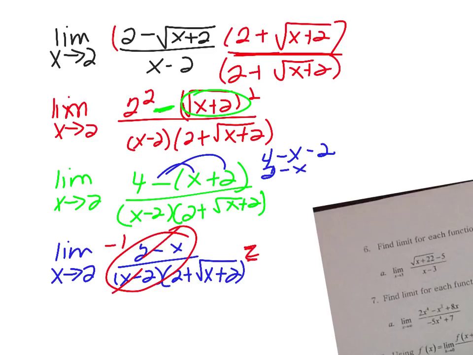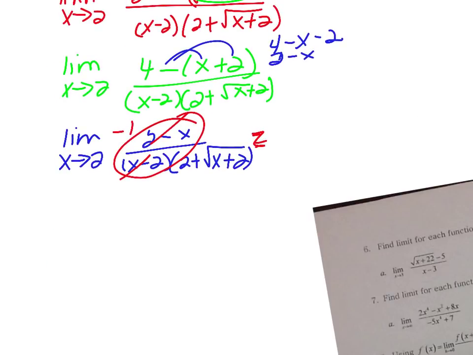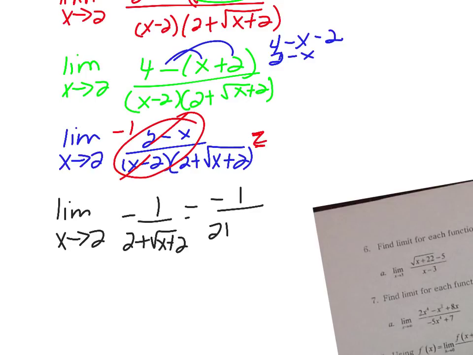So it's the limit as x approaches 2 of negative 1 over 2 plus the square root of x plus 2. So it's negative 1 over 2 plus the square root of 2 plus 2. 2 plus 2 is 4. Square root of 4 is 2. So it's negative 1 over 4. So it's negative 1/4. Okay, so let's take a look at 7.